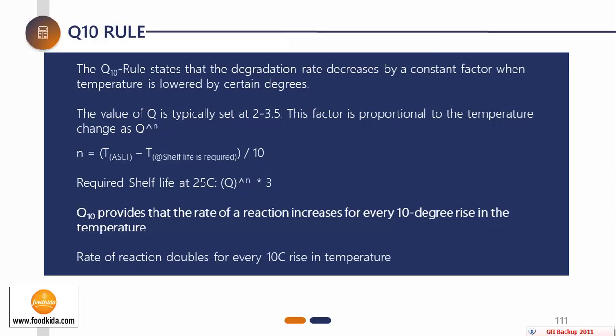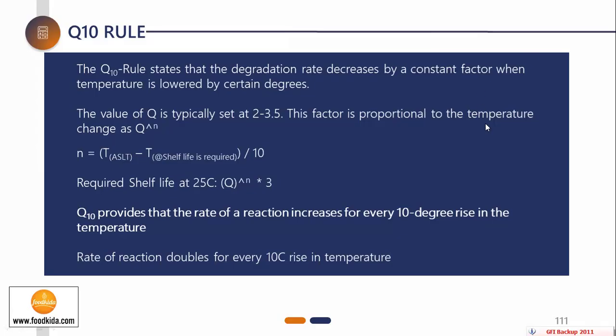Now, just keep in mind, this is for chemical reactions. Any chemical reaction or physical reaction inside the product, this rule is applicable. So you read this line: Q10 provides that rate of reaction increases for every 10-degree rise in the temperature. So basically the standard thumb rule says the rate of reaction doubles for every 10-degree rise in temperature. That's why we start with 2, because it is doubling. So the value of Q is set between 2 to 3.5. Now we will see which value of Q should be used for which product.